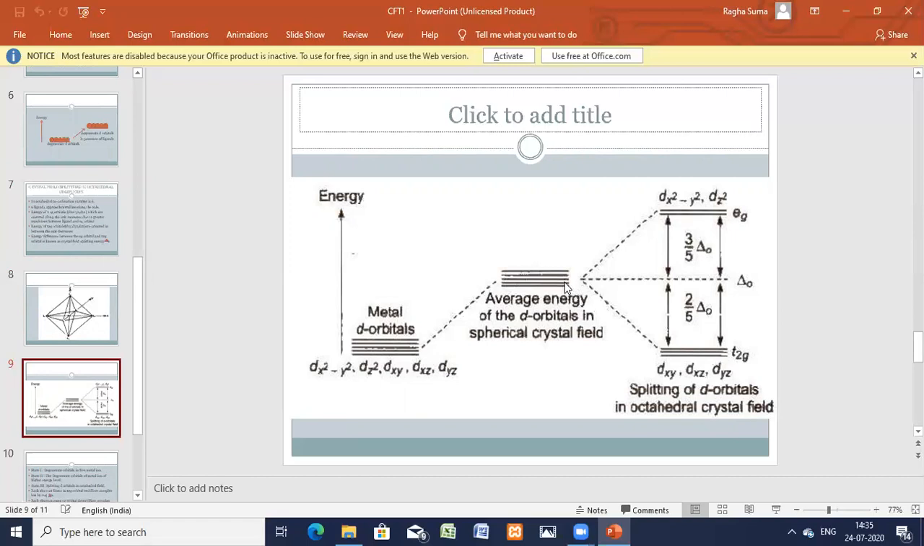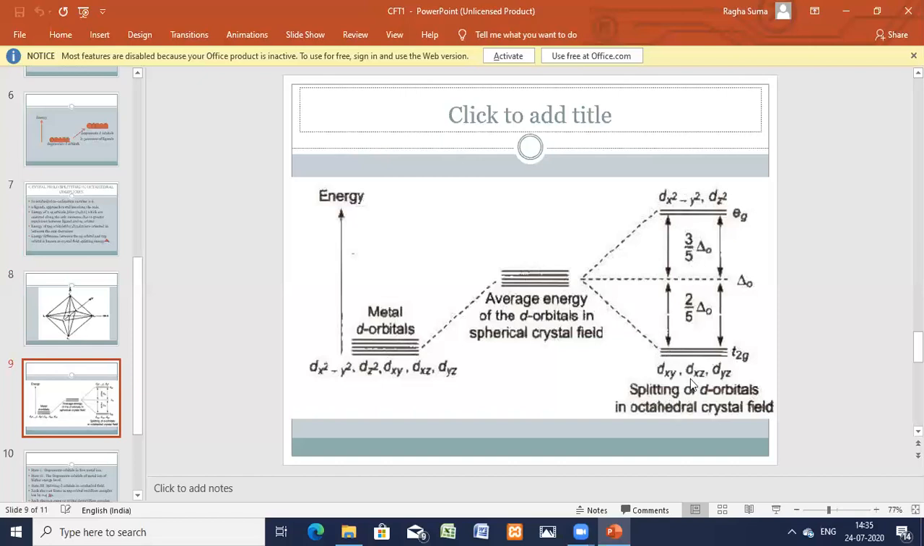Now as the ligands approach nearer, these have split into two sets, the EG set and the T2G set. The EG set is the orbitals dx square minus y square and dz square. These are along the axis, experiencing more repulsion, so they gained more energy. The T2G set lies between the lobes, so less repulsion, less energy. Energy has decreased for the T2G set and increased for the EG set. Therefore, due to this energy difference, they have experienced the splitting.